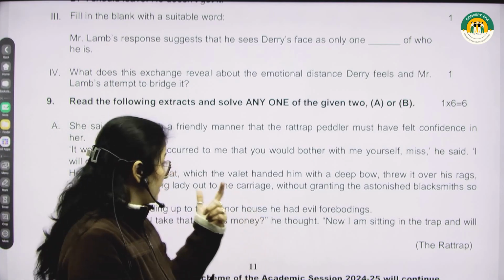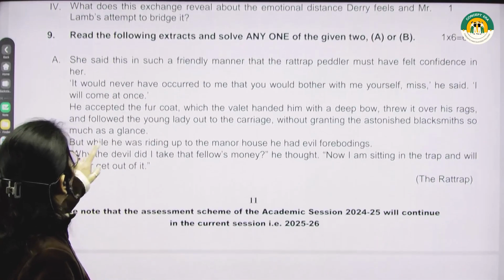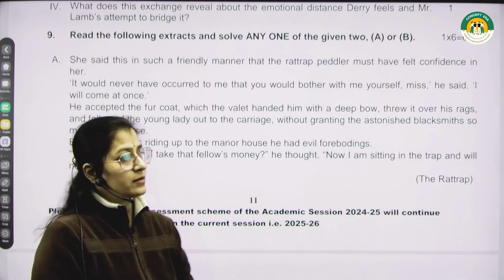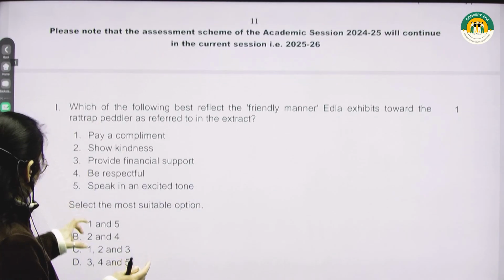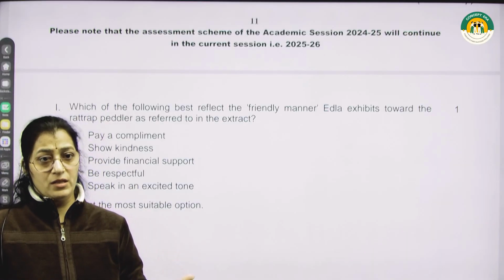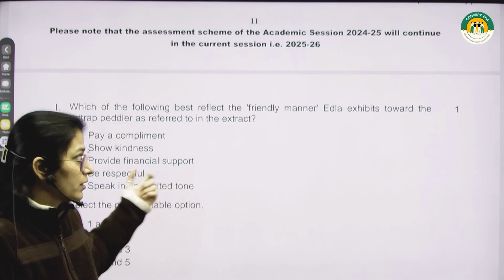or B. Again, this is an extract, and this extract is taken from the chapter The Rat Trap. Here the peddler was selling his rat traps, and he found himself trapped again in that whole materialistic world because of his one mistake. Now read the question.